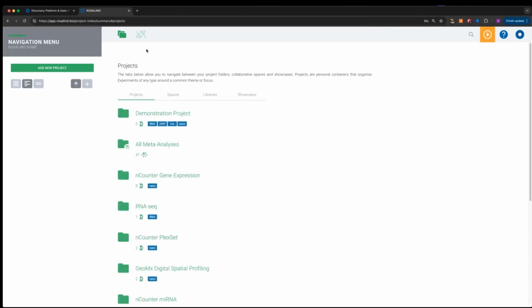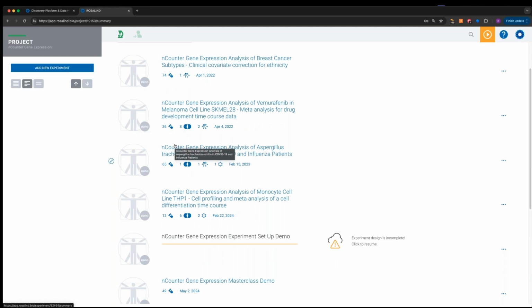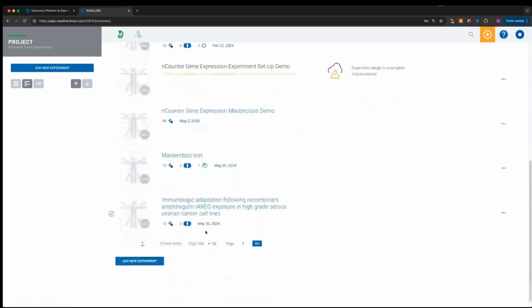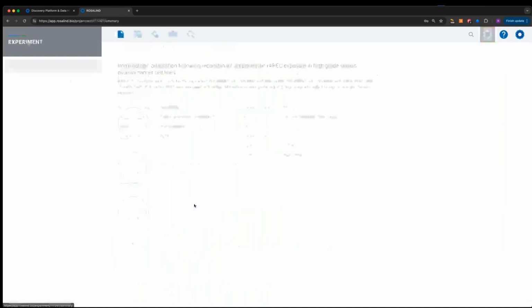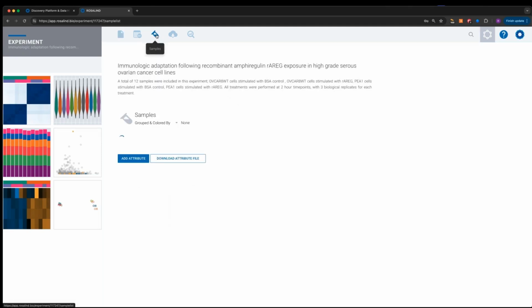Okay, so I have a public data set, and what we have is a human ovarian cancer cell line. It's basically treatment versus control: anthraregulin versus BSA control. So let me show you what this looks like here. This is the experiment. This is the public data set. So we have this cell line. Actually, let me go to our sample summary here to show you the experimental design.